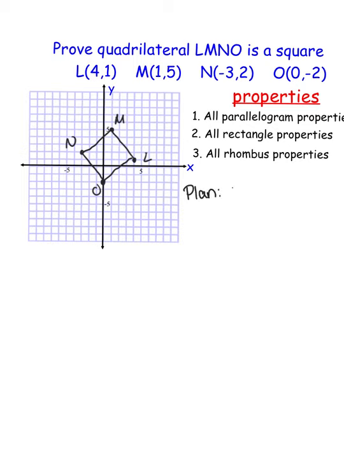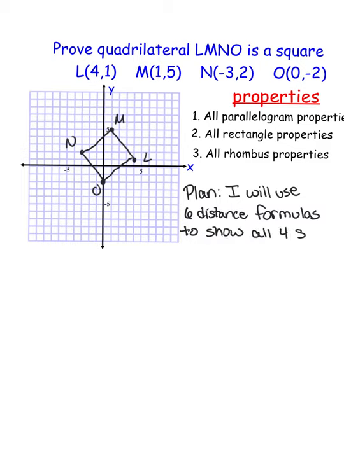So my plan is I will use 6 distance formulas. And think about what those distance formulas are going to show. To show all 4 sides are congruent. That tells us it's a rhombus. And the diagonals, sorry, I think I hit a button there. So we're going to show that the diagonals are congruent as well.